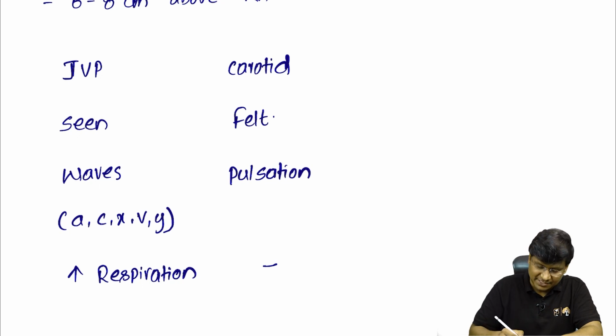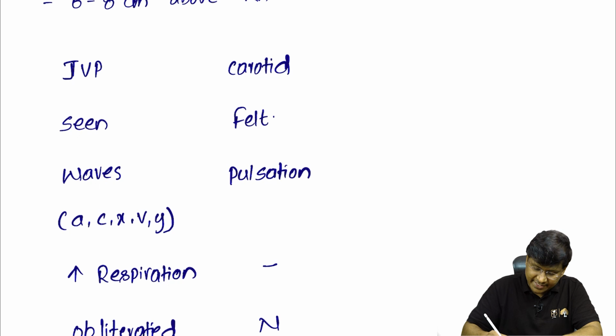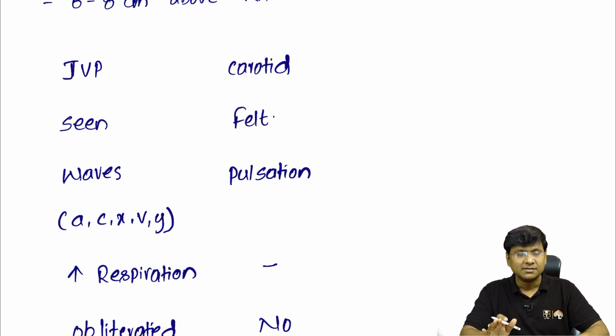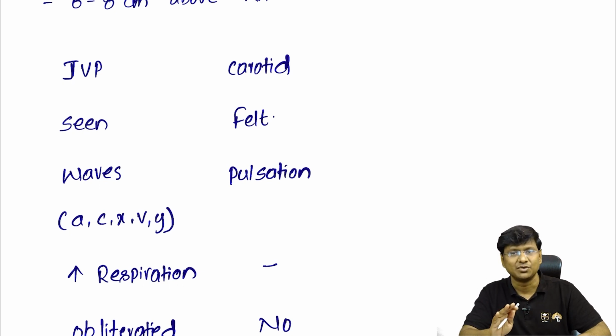And the jugular venous pulsations can be obliterated. In the sense, when you apply pressure with a finger over the base of the neck, the jugular venous pulsations can be obliterated, right? Whereas carotid pulsations cannot be obliterated even if you apply pressure over the base of the neck. So these are some of the differences between jugular venous pulsations and carotid pulsations. Very important: jugular venous pulsations are superficial and lateral to the sternocleidomastoid, whereas the carotid pulsations are deep and medial to the sternocleidomastoid.